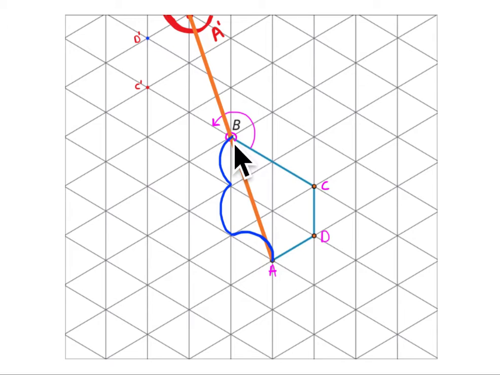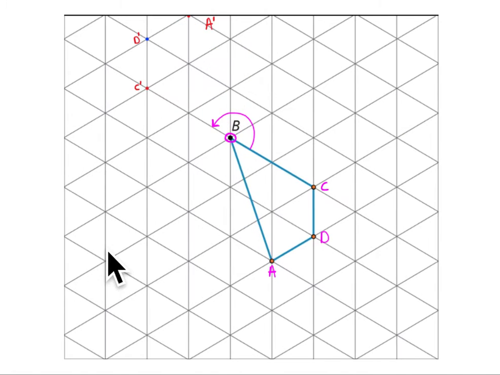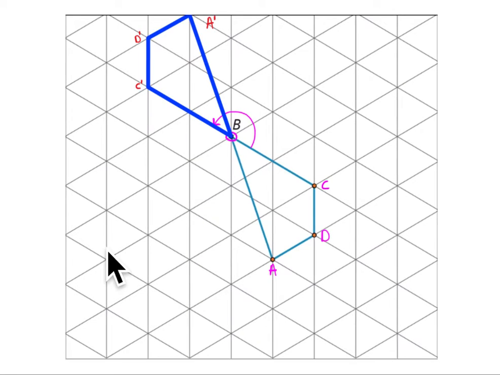And to locate A, count down 2 units, and to the right 1 unit, and then go 180 degrees around B, and do the same counting up 2 units, and to the right 1 unit, and you end up at A prime. So there are the 3 points. Connect them all, and that is a rotated copy, 180 degrees. And you can see that they all go through point B, and they're directly on the other side, 180 degrees on the other side.